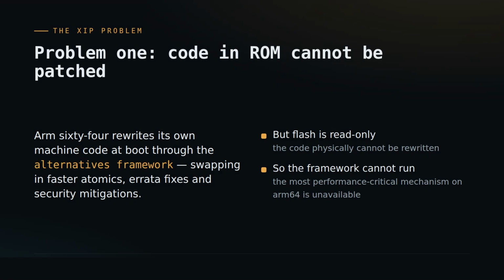ARM64 patches its own machine code at boot time. It swaps in faster atomic instructions. It applies errata and security workarounds. This all happens through the alternatives framework, but code in read-only flash cannot be rewritten, so the most performance-critical mechanism on ARM64 simply cannot run.